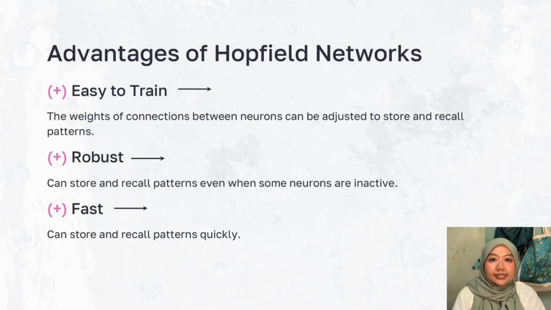Now, we will discuss the advantages of using the Hopfield network. Firstly, it is easy to train. This is due to the weighted connections between neurons that can be adjusted to store and recall patterns. Secondly, it is robust. The network can store and recall patterns even when some neurons are inactive. Lastly, it is fast, as it can store and recall patterns quickly.